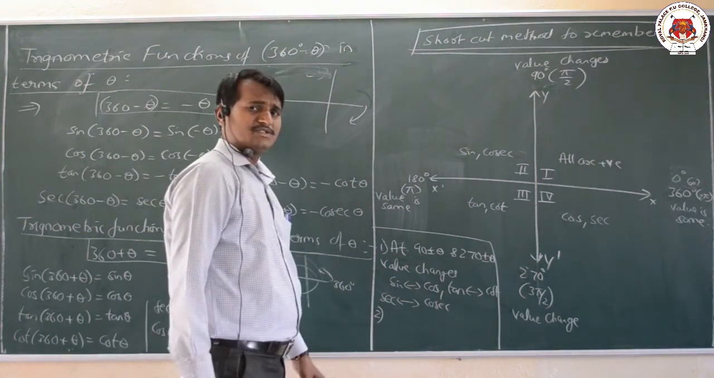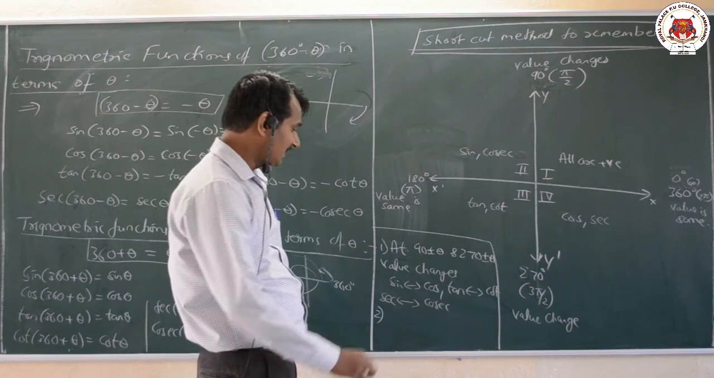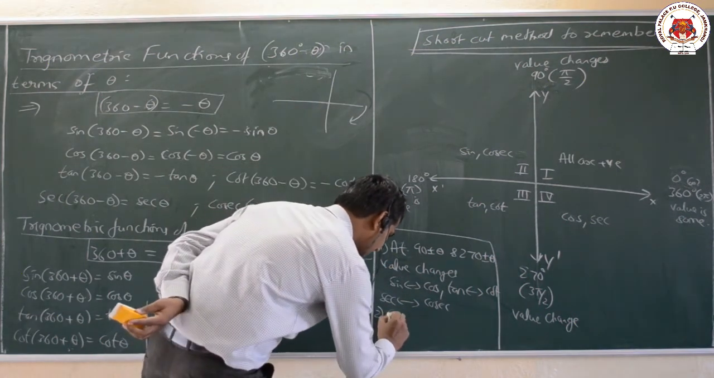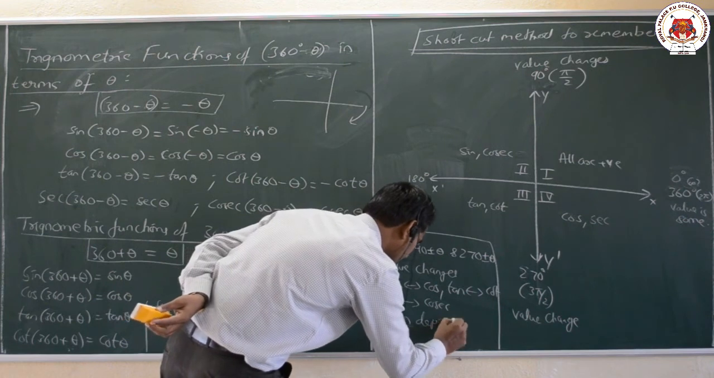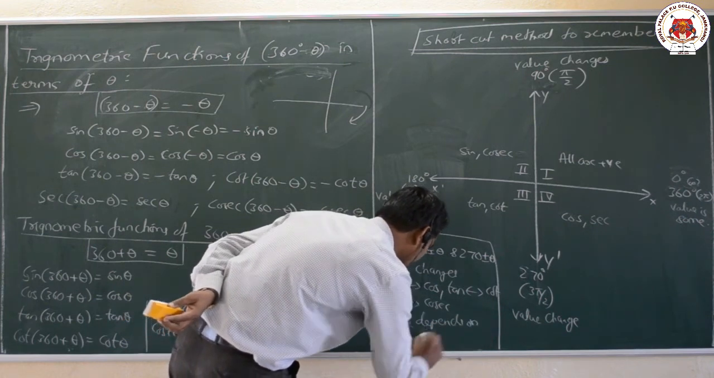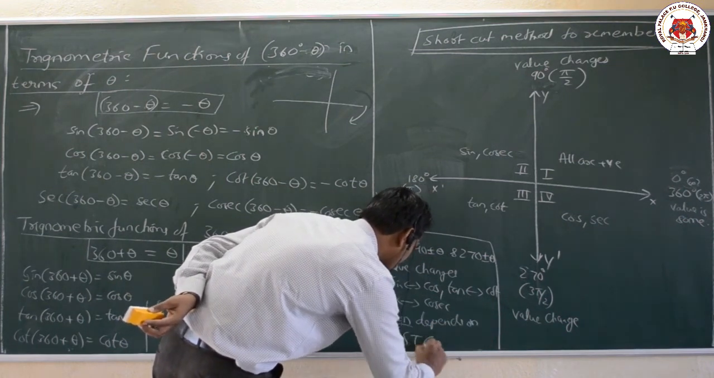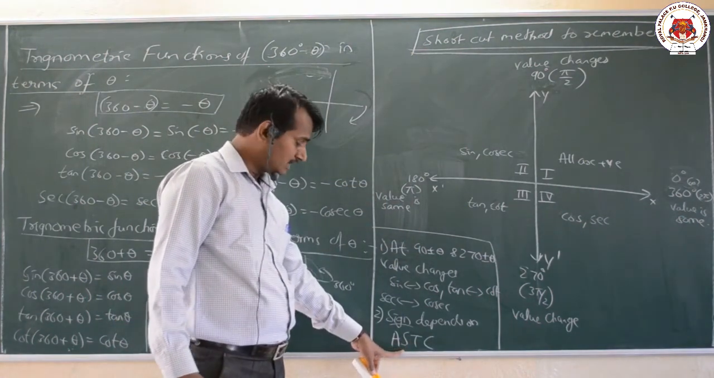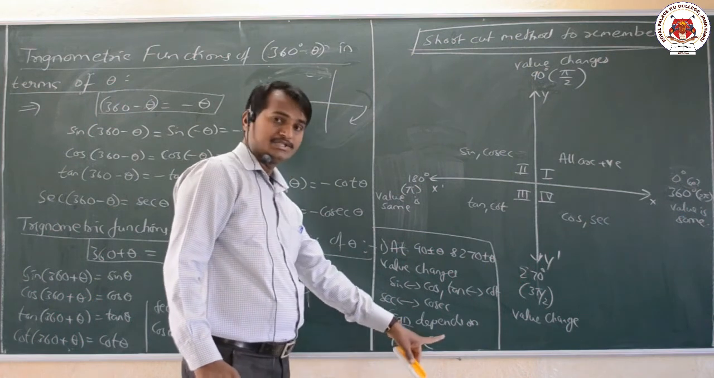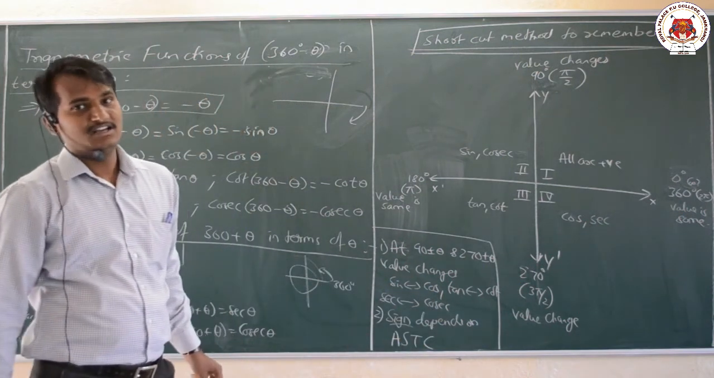And the second step is very simple, that is the sign, positive or negative. Sign depends on the ASTC rule, that is ASTC. That means all are positive, sine and 1 by sine, that is cosecant, are positive, then tan and cot are positive, and cos and secant are positive.